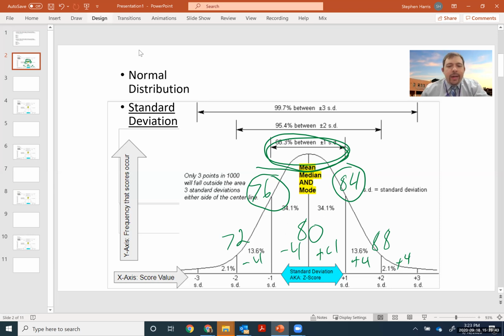The next one, now hopefully that clicks. So the next one, our 95% fall between plus and -2 standard deviations. So this time we're looking at our 2 standard deviation. And in this case, it was 72 and 88 are the 95% of scores fell between those 2 scores.